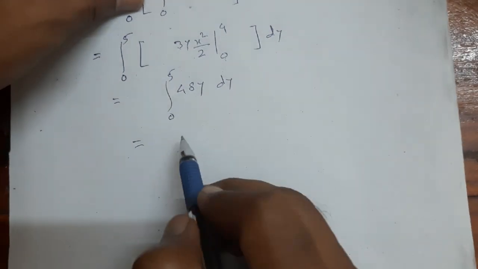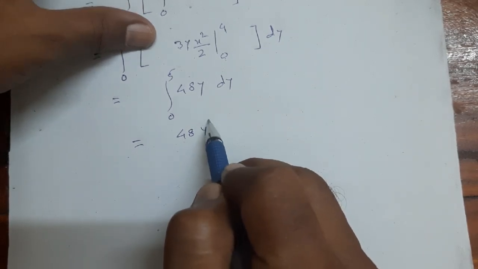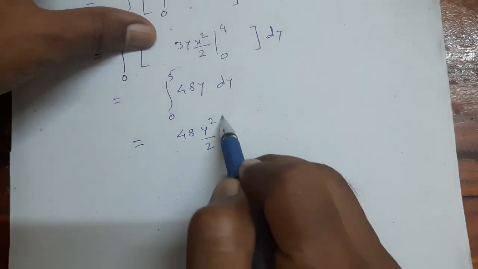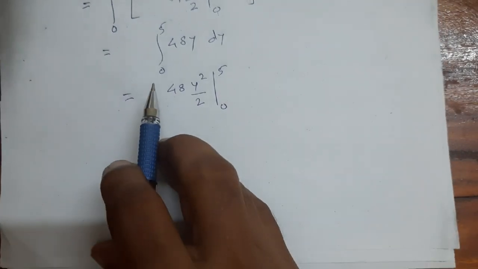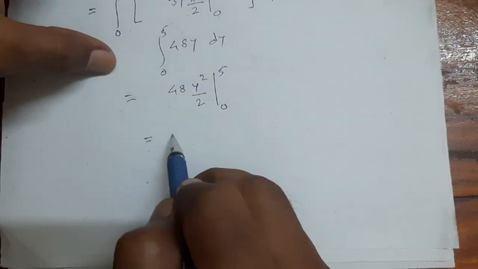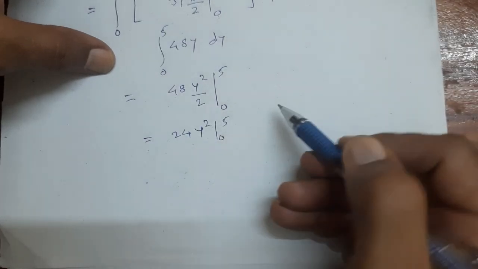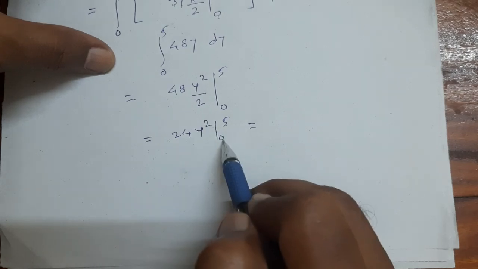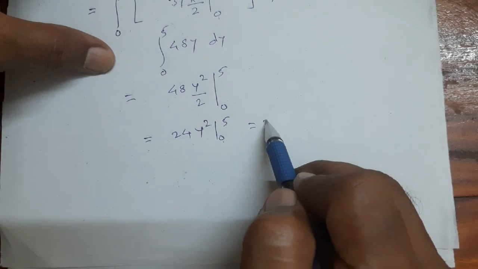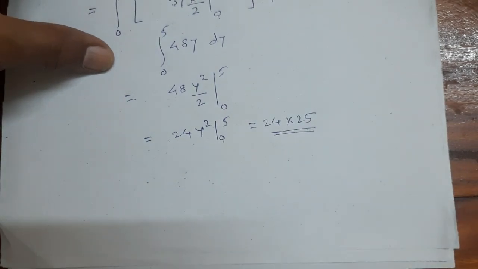Now this is very simple. Again it is 48 integration y over y, which is y square divided by 2, 0 to 5. Therefore upper limit and lower limit I will have to substitute, and that is equal to 24y square from 0 to 5. Again in this case the upper limit is 5, no need to substitute the lower limit as it is 0. Therefore it is 25, and hence it is 24 into 25. This will be the answer.